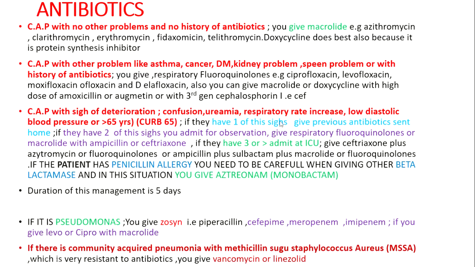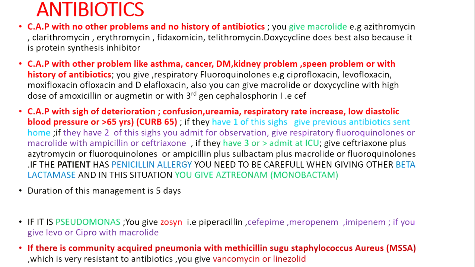So if a patient presents with one of these signs, you will give antibiotics as previously, as in CAP with asthma or any other problem, or with a history of antibiotic use. You keep fluoroquinolones. If fluoroquinolones are missing, you keep a macrolide, which may be azithromycin, erythromycin or clarithromycin, whichever macrolide, with high dose amoxicillin or with Augmentin. And if Augmentin is missing, you keep a third generation cephalosporin, which is probably ceftriaxone because it is the most common. If that is missing, you keep doxycycline with high dose amoxicillin or Augmentin or a third generation cephalosporin.